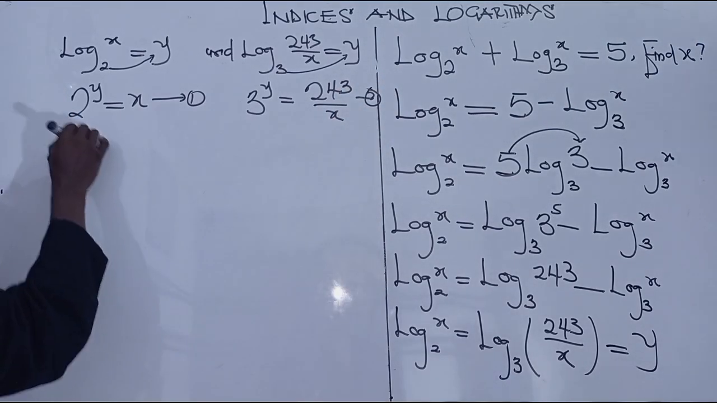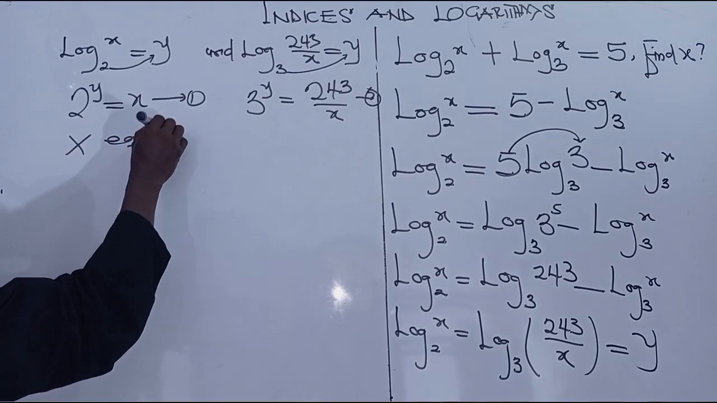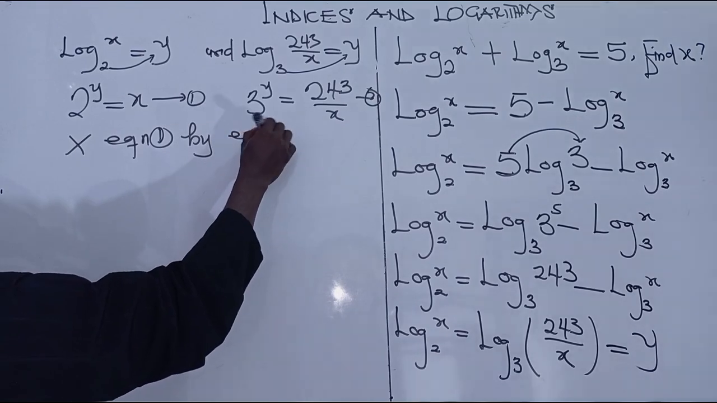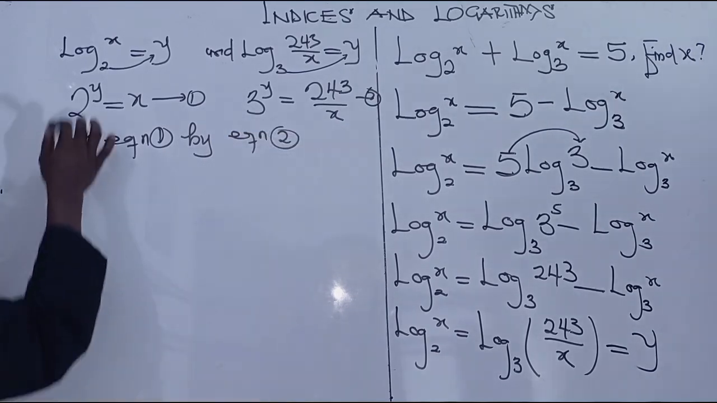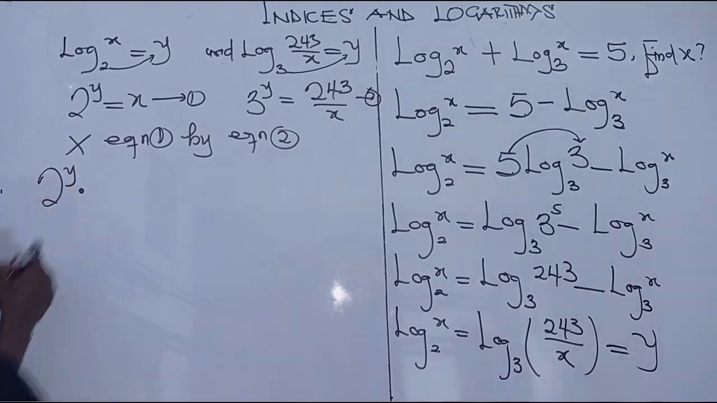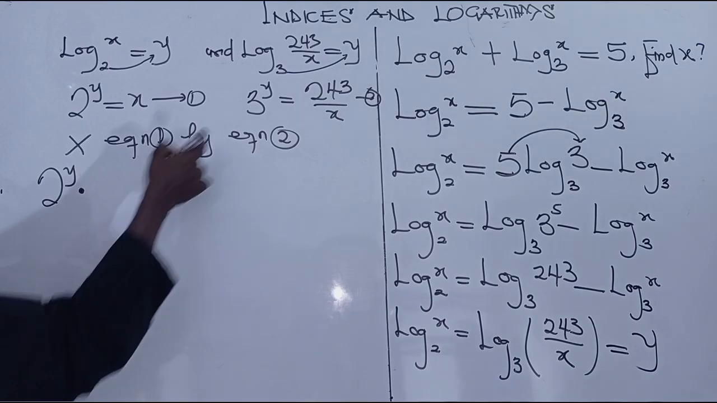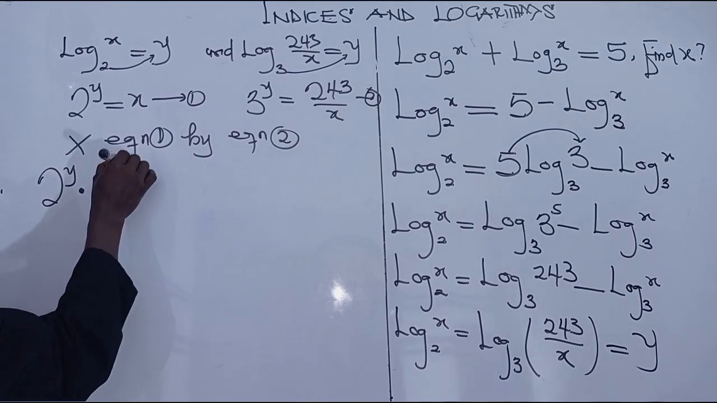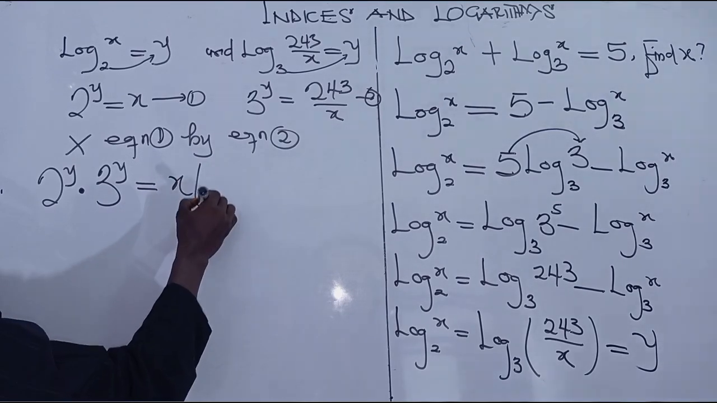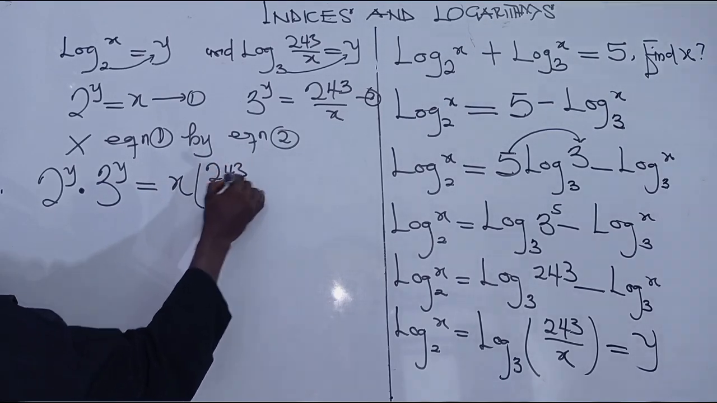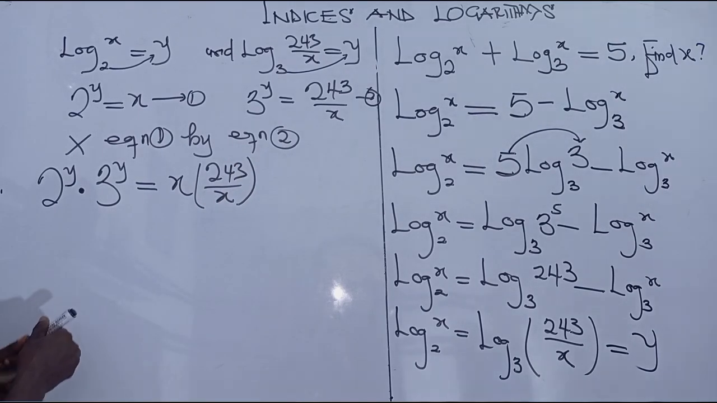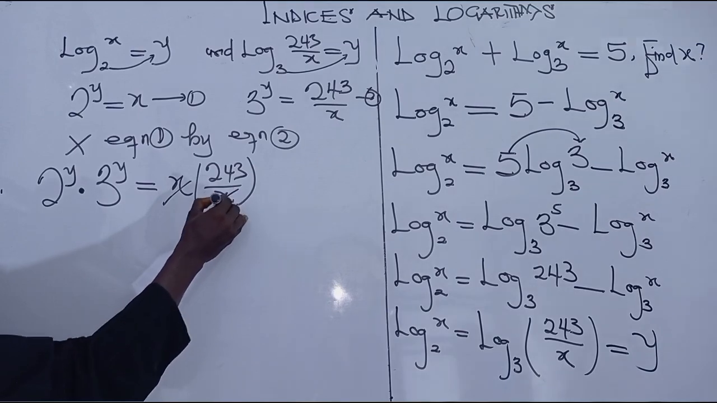Now let's multiply equation 1 by equation 2. So we have 2 raised to the power y, multiplying, the dot is the same as multiplication, 3 raised to the power y is equal to x multiplying 243 all over x. From these points, we can see that x can cancel x.